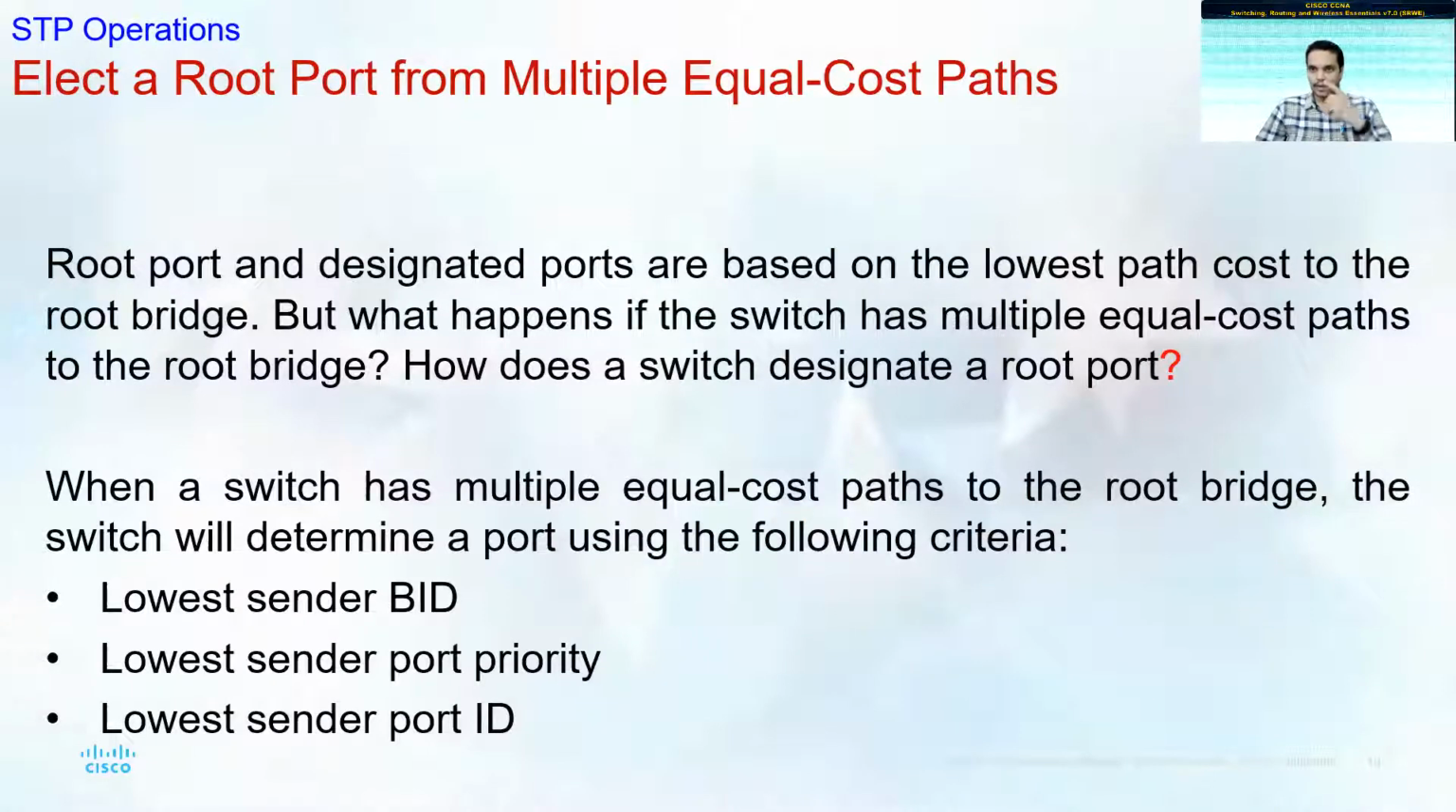Now, how do you select a root port from multiple equal cost paths? In the earlier example, it's quite easy. But there is always a chance that you might get equal cost paths. If there is a tie, how do you decide? There are 3 ways to do that. When a switch has multiple equal cost paths to the root bridge, the switch will determine a port using any of the following criteria. The first thing is lowest sender BID. The second one is lowest sender port priority. The third one is lowest sender port ID. Please remember, in each one of these cases, I'm talking about the sender, but not the receiver. I'm talking about the sender's BID, the sender's port priority, and also the sender's port ID.